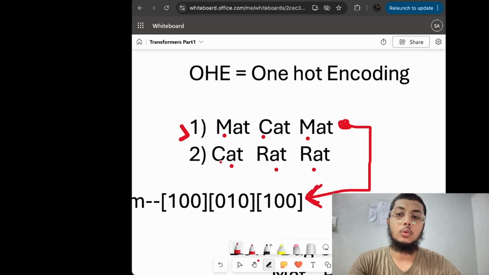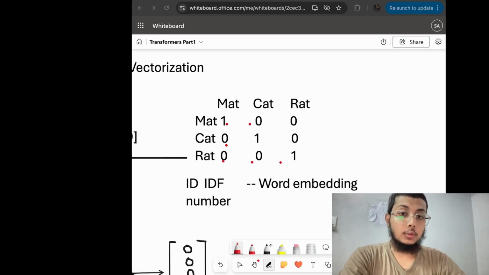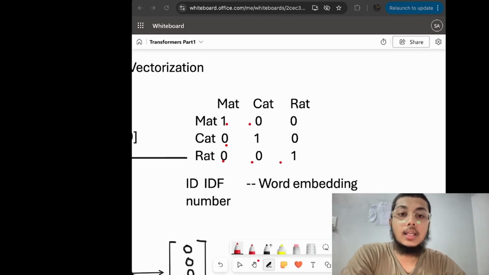From these sentences, we convert these three unique words into numbers. So we can represent mat as 100, cat as 010, and rat as 001. It means that I can very easily write the first sentence like this.